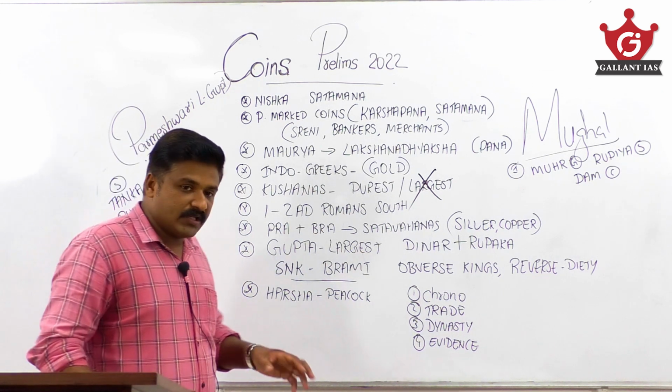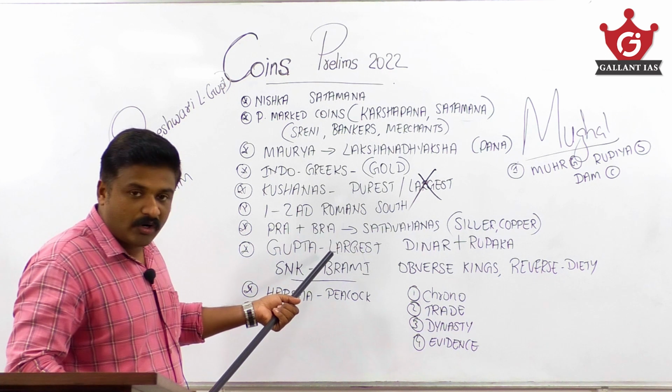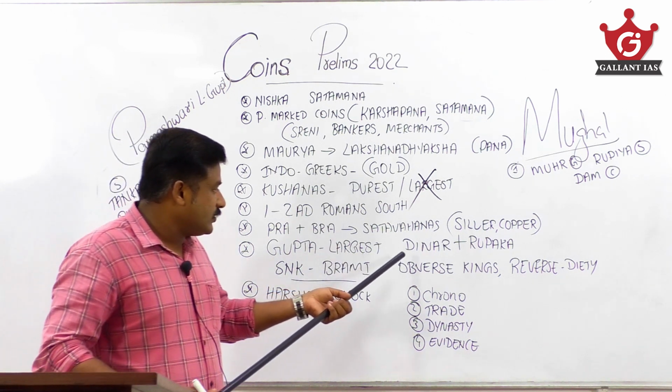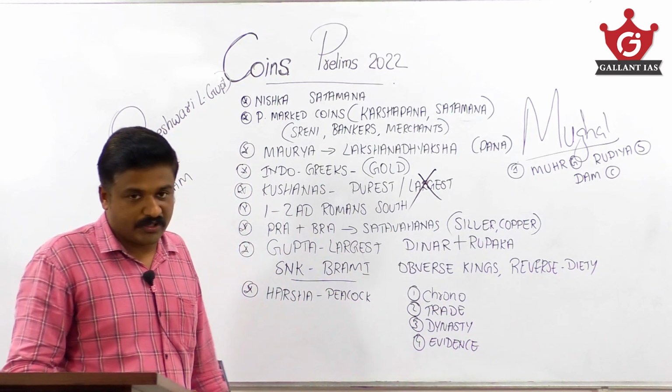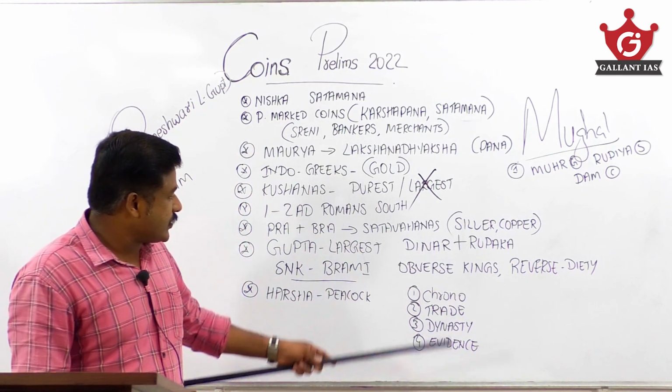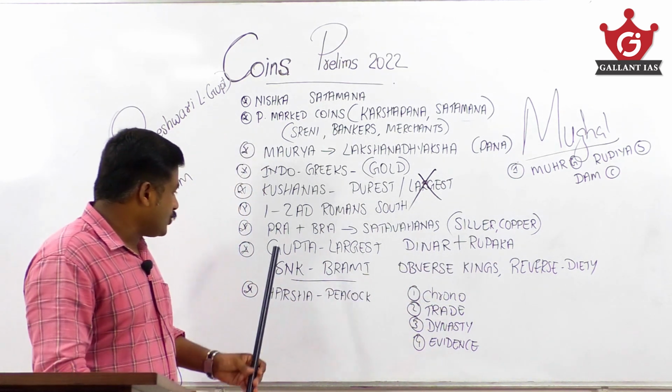Guptas, yes, they are the heroes of this coinage. Guptas issued the largest number of gold coins, and their gold coins were called dinaras. Rupakas were the silver coins. So dinaras are gold coins, rupakas are silver coins. Okay, and with the Guptas again, take care.